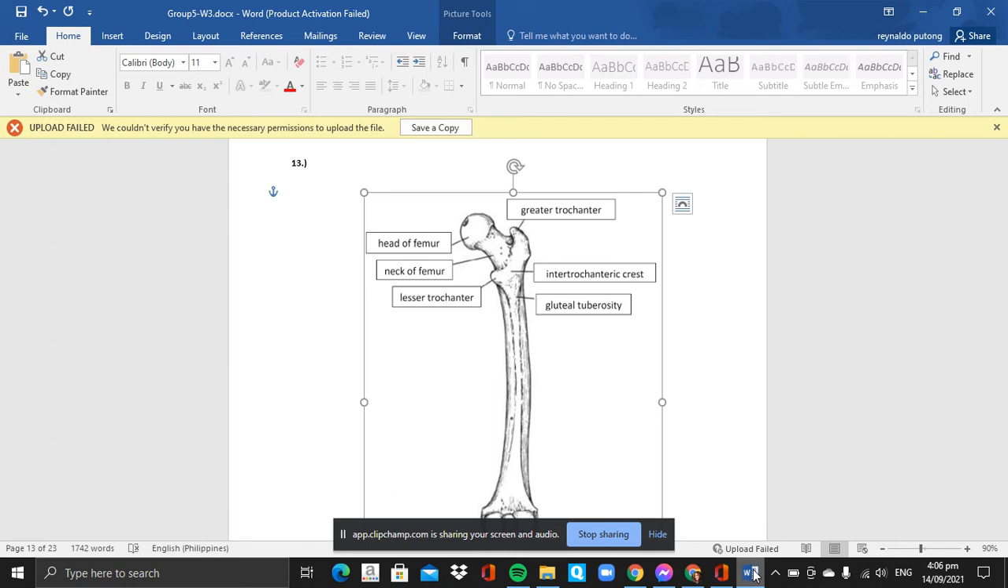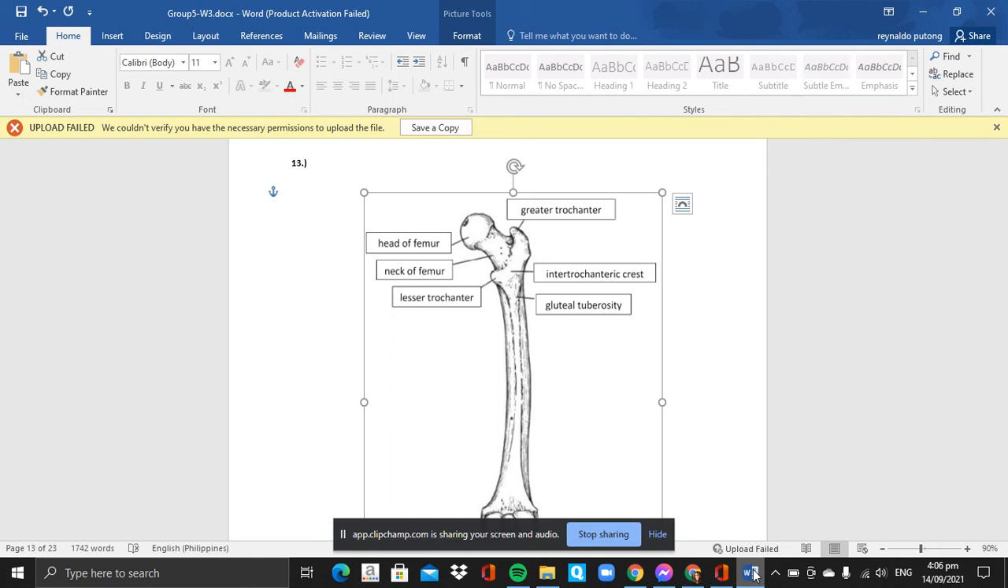Next is gluteal tuberosity. It is the lateral ridge above the linea aspera on the posterior surface of the femur. It extends the hip, laterally rotates the femur at the hip joint.